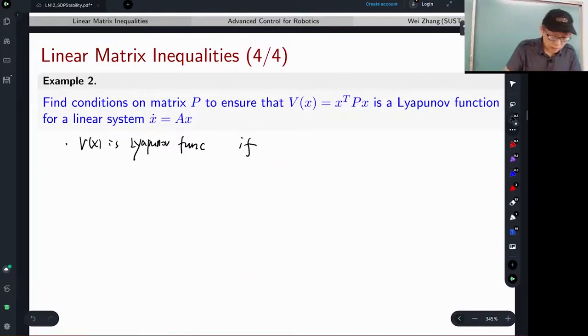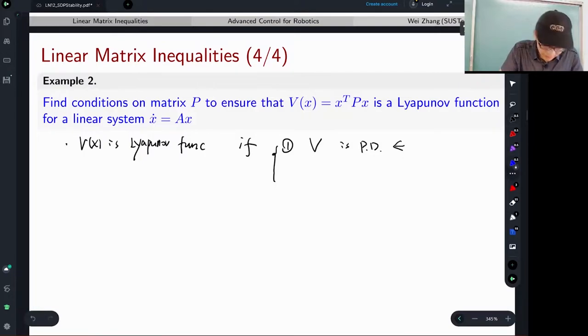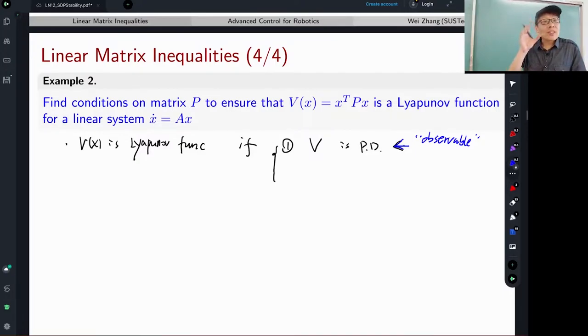Yangxing, two conditions. First one is what? Let's say V is positive definite. What did I call this condition? I want you to have some term you can associate with it: all the X behavior is observable from V. Unless X is zero, V won't be zero. V converging to zero means X has to converge to zero completely. That's what I mean by bad behaviors being observable from the Lyapunov function.